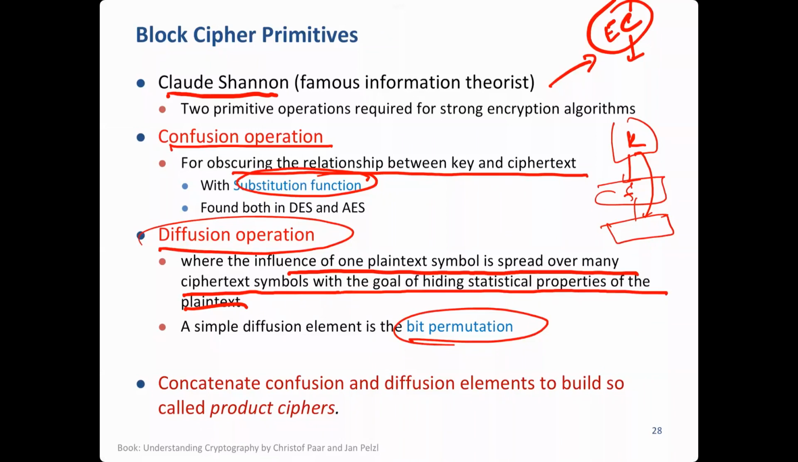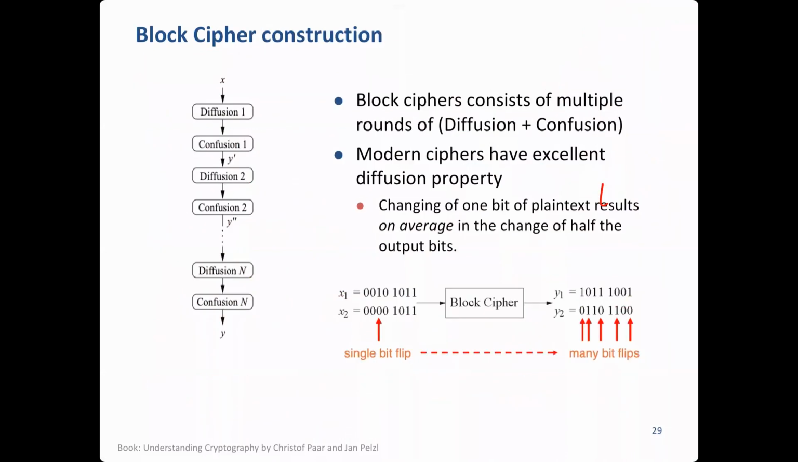Okay. Now we have the confusion element and the diffusion element. Shannon said that we cannot use confusion and diffusion only one time. So you'll have to use confusion and diffusion multiple times to create product ciphers, right? So we have input X, we diffuse it, then we use the confusion function, then a second diffusion function. You do it a certain number of times, then your output is reasonably secure, right?